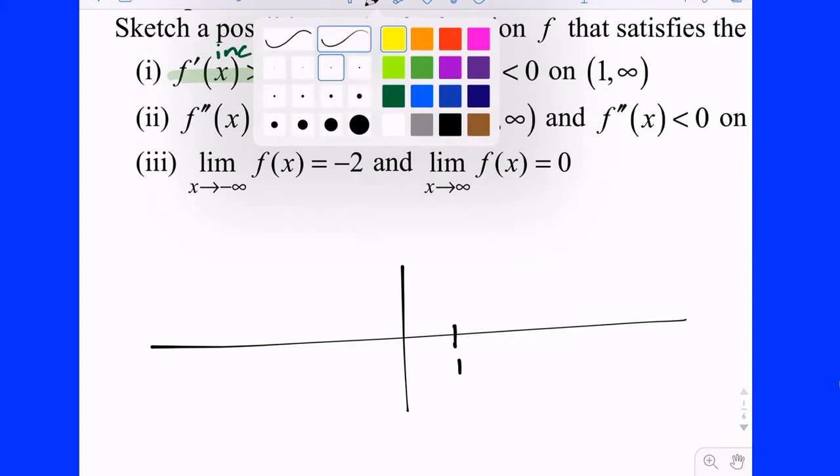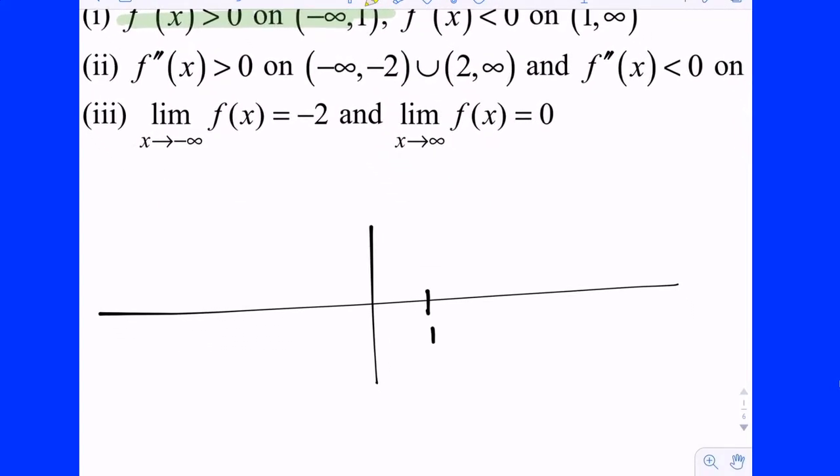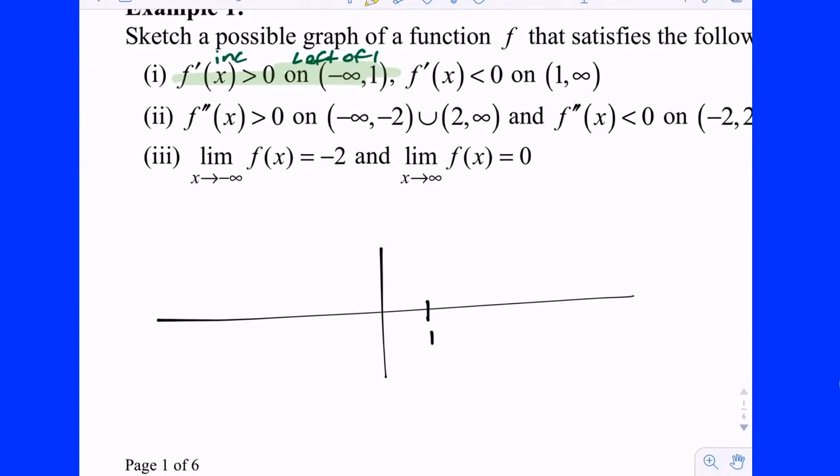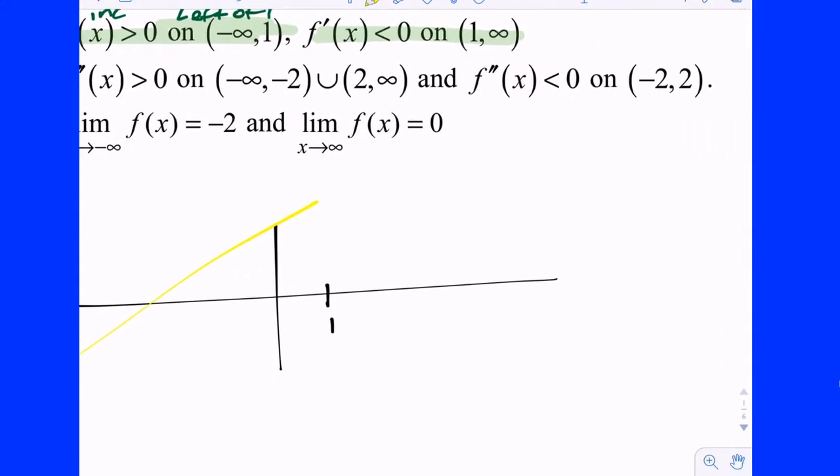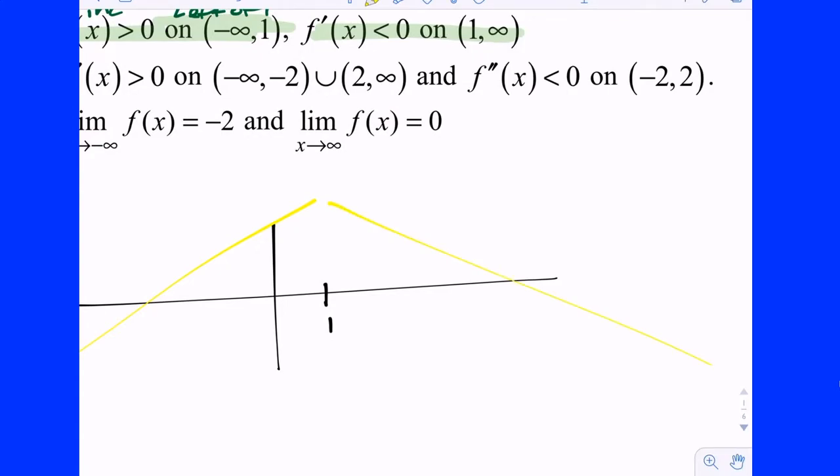And if I know my graph is increasing, with a pencil I would do very, very faint strokes. Here I'm going to use a yellow, and I know that it's going uphill. So I just drew a yellow line, just to show the trend of what's happening. It's going uphill to the left of 1, something like that. The second part, it says f prime is less than 0 from 1 to infinity. That means the graph is going downhill or decreasing to the right of 1. So again, a general trend, maybe something like that.